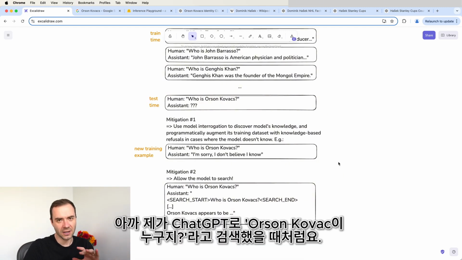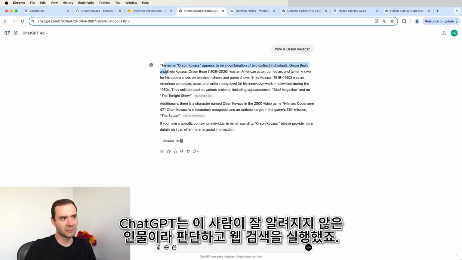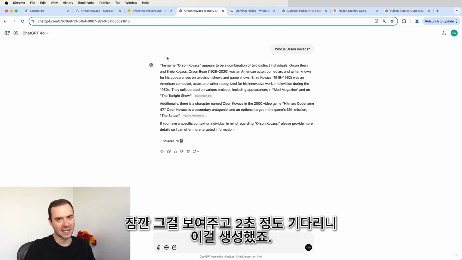That's what we saw a few minutes ago when I was searching on ChatGPT for who is Orson Kovacs. The ChatGPT language model decided that this is some kind of rare individual, and instead of giving me an answer from its memory, it decided to sample a special token that does a web search. We saw briefly something flash, like it was using the web tool. It briefly said that, then we waited for like 2 seconds, and then it generated this.